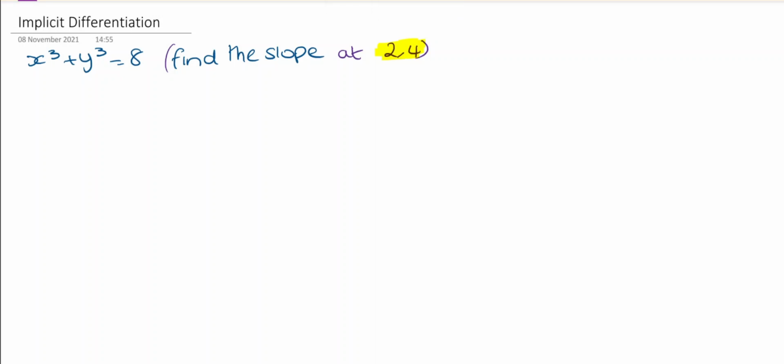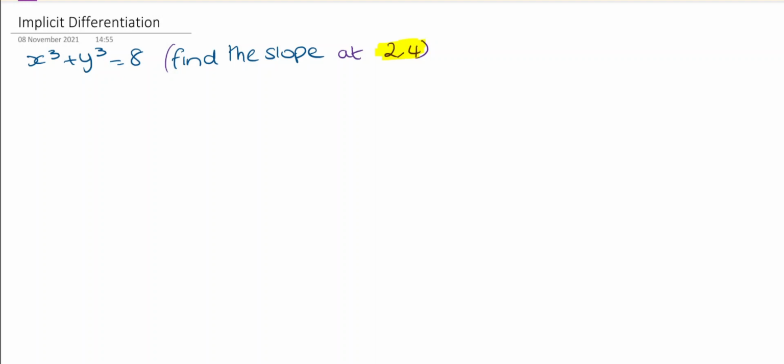Okay, so we're going to have a look at some examples using implicit differentiation. And we normally see implicit differentiation when we have x and y terms. So when we have like x squared and y squared, or we could have like here x cubed, y cubed. So there's going to be two different variables. So finding the slope at a point at 2, 4. So first of all, we're going to be differentiating. So we'll either use the power rule, we may use the product rule, or we may be using the chain rule. So it depends on the question.